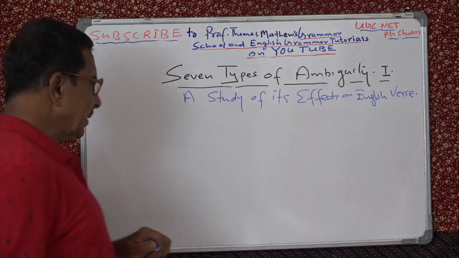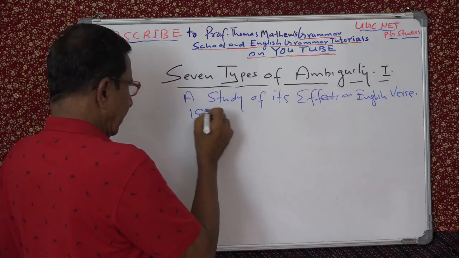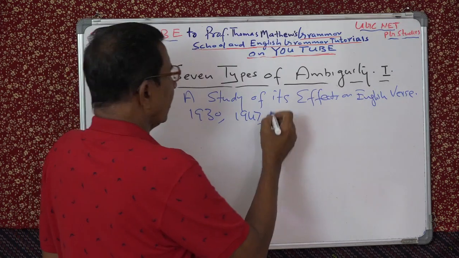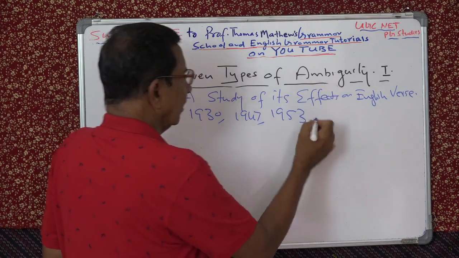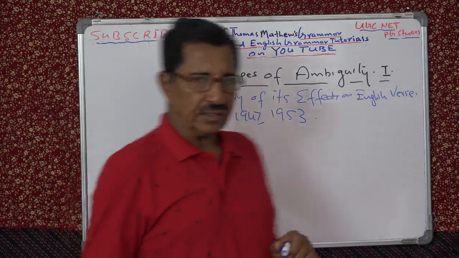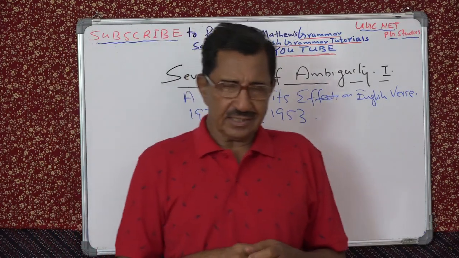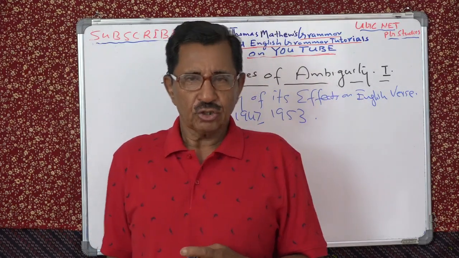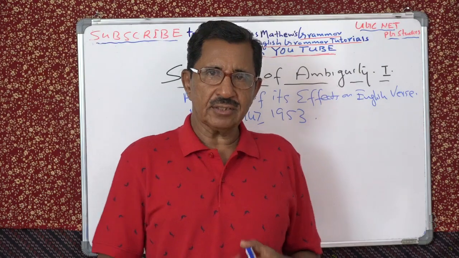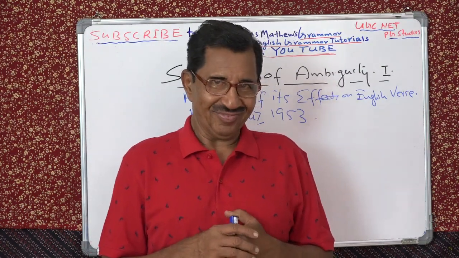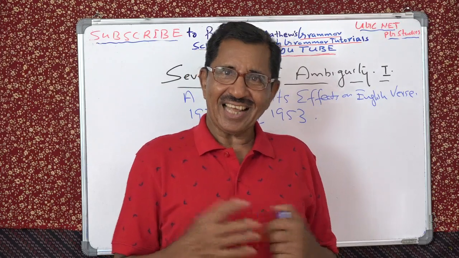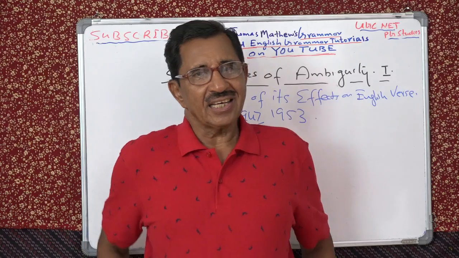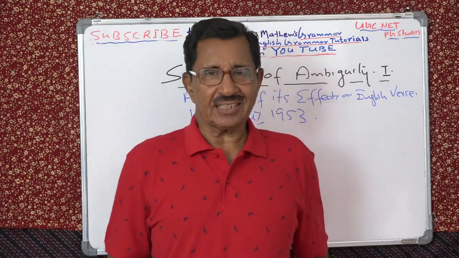Understand? First published in 1930, revised in 1947, and one more revision in 1953. So, 2 revisions. It is said that this is one of the foundations of the school of literary theory known as New Criticism. Listen, New Criticism. There are other foundational texts, for example, I. A. Richards, The Principles of Literary Criticism.